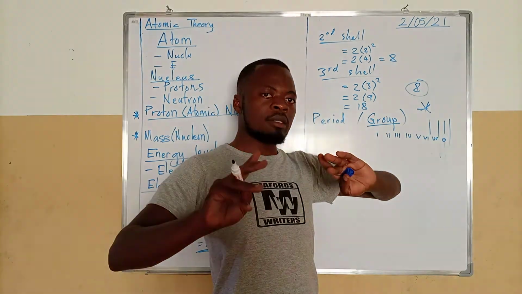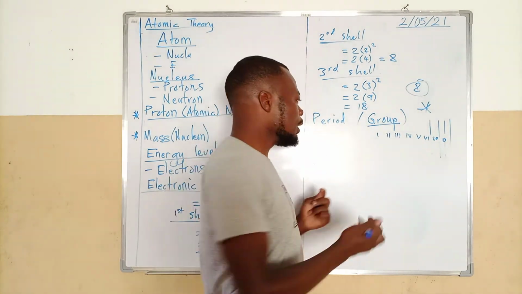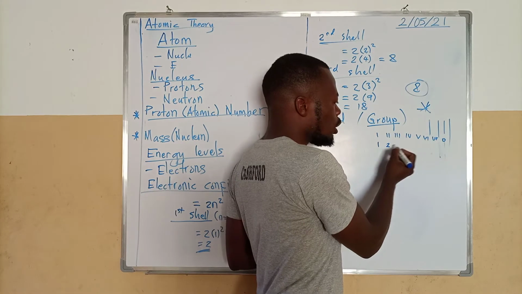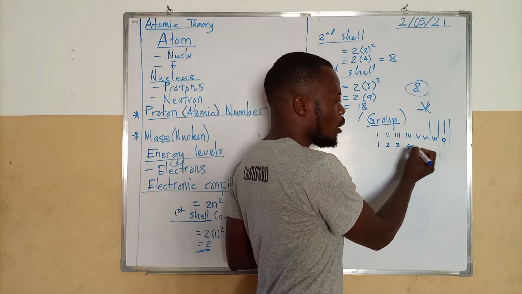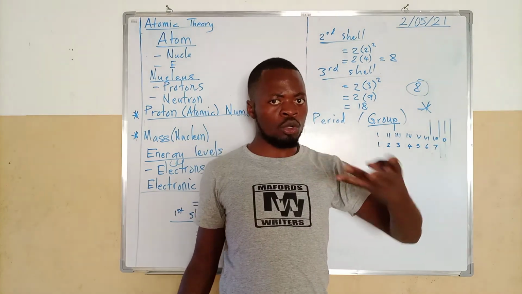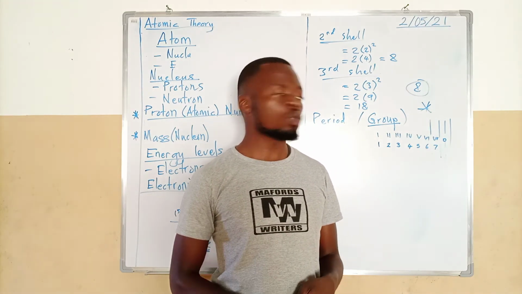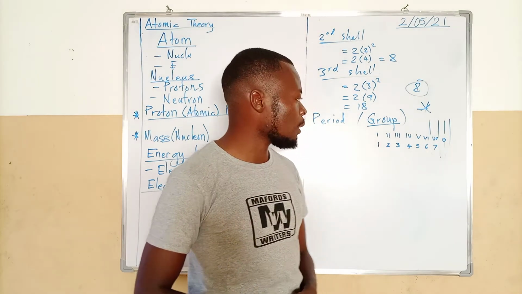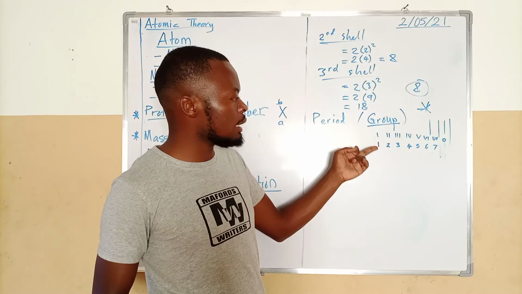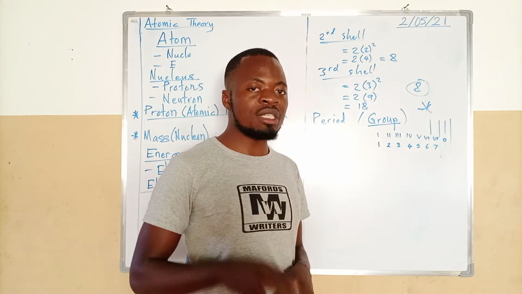So all elements in group 1 will have 1 electron in the outermost shell, meaning in the last shell you have 1. In group 2 you have 2. Group 3 you have 3. Group 4 it will be 4. Group 5 it will be 5. Group 6, 6. Group 7, 7. Group O we have 2 cases, so I will not talk about them now. But we have some which only have 2 and others which have 8. So we are saying the group is simply telling us the number of valence electrons, which is the number of electrons in the outermost shell.